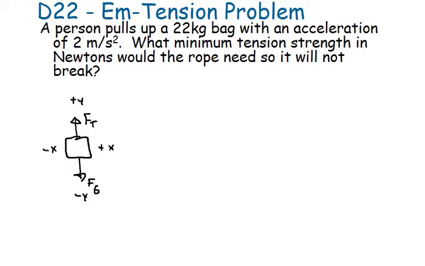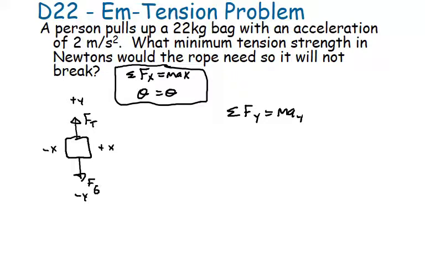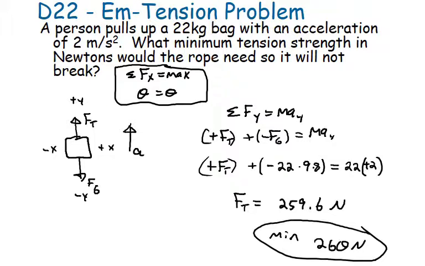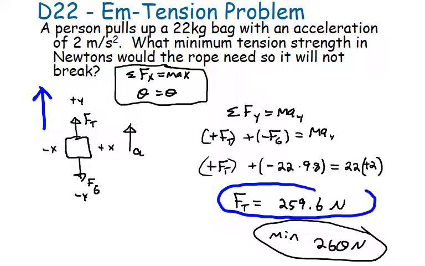Okay, so you should have set up force of tension going up, force of gravity going down. Set up the sum of the forces in the X. There are no forces, so no acceleration in the X. And in the Y, we have the positive force of tension plus the negative force of gravity equals ma. And it is positive acceleration. It's being accelerated upwards. So the force of tension that it would feel would be 259.6. So the absolute minimum would be that value. But in reality, we probably want something a little bit more than that.